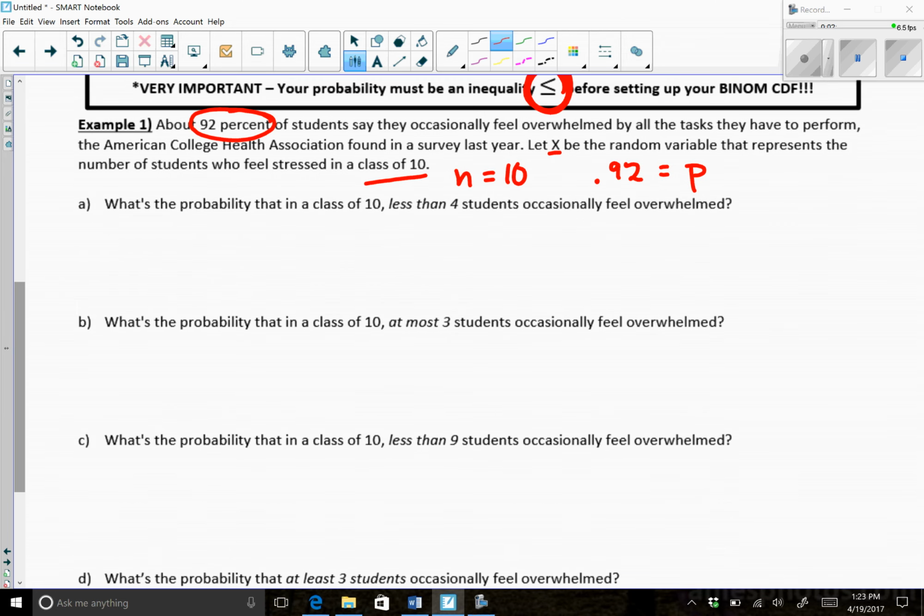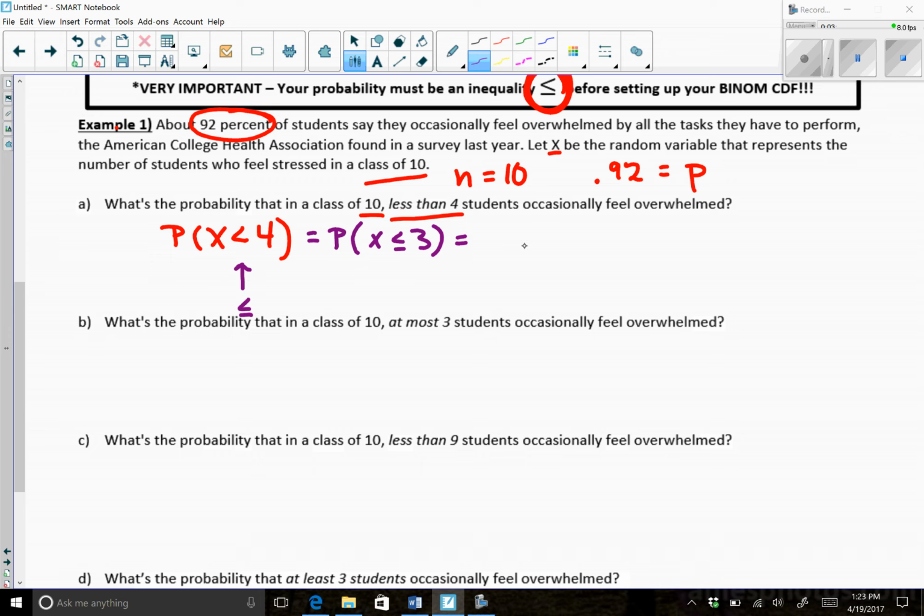So in question A, they're asking what's the probability that in a class of 10, less than 4 students occasionally feel overwhelmed. So if it's the probability that less than 4 students are overwhelmed, we're looking at P of x less than 4. The issue here is that this is a strictly less than symbol, and our goal is to get less than or equal to. So we have to change this before we begin our binomial CDF. This is the same thing as saying, what is the probability that x is less than or equal to 3? And we'll figure that out and plug into our binomial CDF on our calculator.